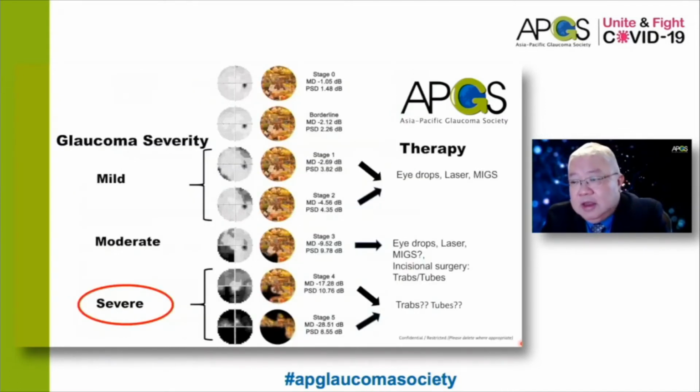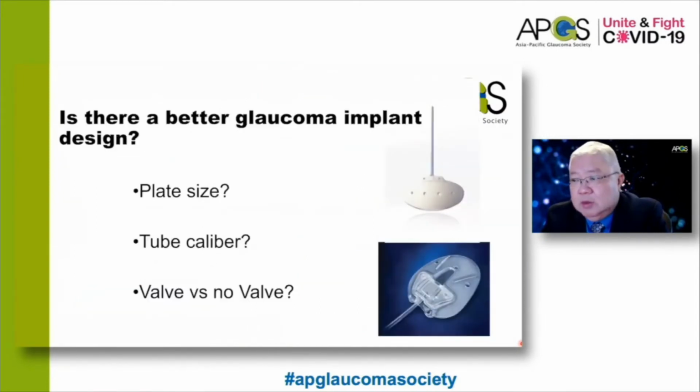So therefore, current day tubes, which are necessary for severe disease, still do not really give you very good outcomes, with almost half failing by a year. Can we do a better design? This has to do with making sure that we have a better plate size, better plate shape, a better tube caliber, and whether a valve is really necessary.